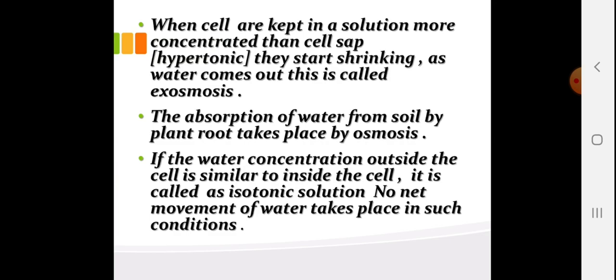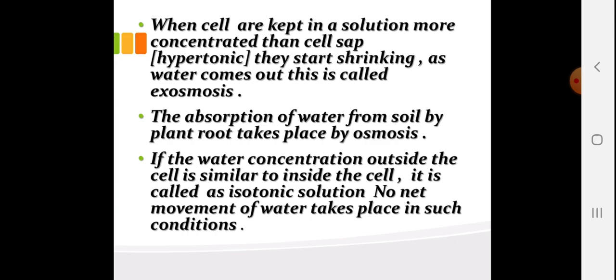The absorption of water from the soil by the plant root takes place by osmosis, because the soil surrounding the root has more water concentration than inside the root. So through osmosis, water enters the root cells. The absorption of water from the soil by the plant root takes place by osmosis.